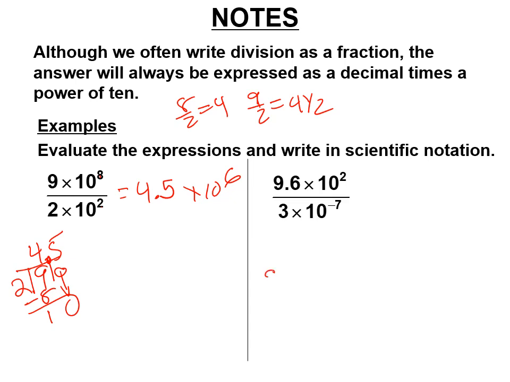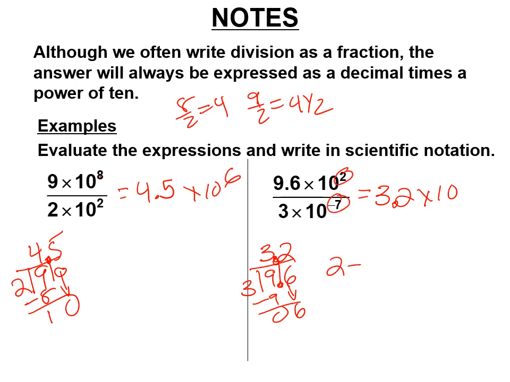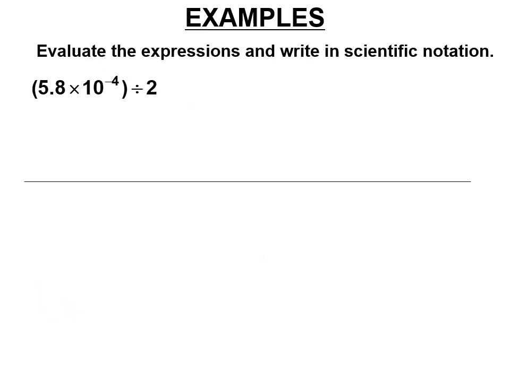So 9.6 divided by 3. 3 goes into 9 3 times. Decimal straight up. 6 straight down. If you could do this in your head, that's fine. 3.2 times 10. Now we have to do 2 minus negative 7. 2 plus 7, 10 to the 9th. So we divide 5.8 divided by 2. Decimal straight up. 2 into 18, 9. 2.9, we just keep the exponent, times 10 to the negative fourth.